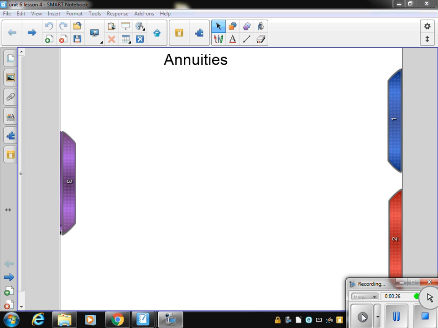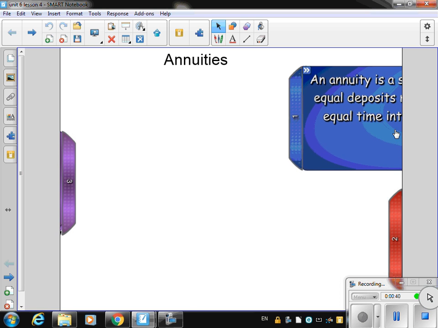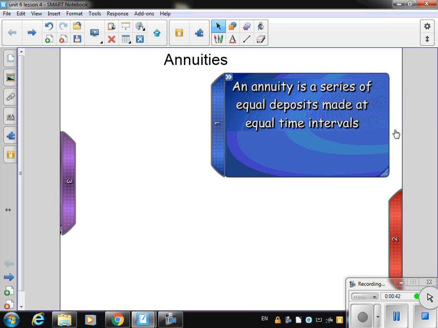So most of us, when we're saving for things or paying things off, we do things on a more regular basis. For instance, most of your parents would pay a mortgage monthly, and that is called an annuity. So first definition, an annuity is a series of equal deposits made at equal time intervals. Much of the time that would be monthly. Please take a moment and write that one down.